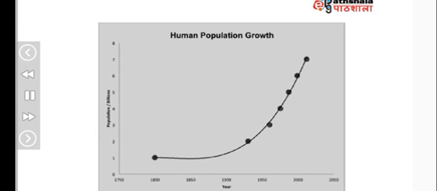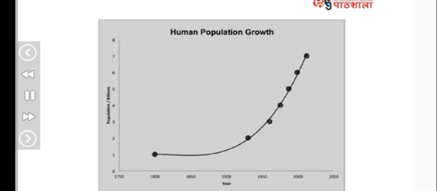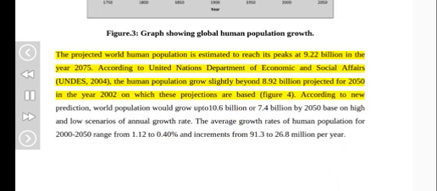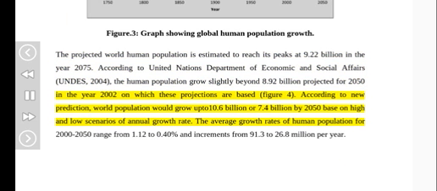The projected world human population is estimated to reach its peak at 9.22 billion in the year 2075. According to the United Nations Department of Economic and Social Affairs, UNDESA, 2004, the human population grows slightly beyond the 8.92 billion projected for 2050 in the year 2002, on which these projections are based. Figure 4. According to new predictions, world population would grow up to 10.6 billion or 7.4 billion by 2050 based on high and low scenarios of annual growth rate.